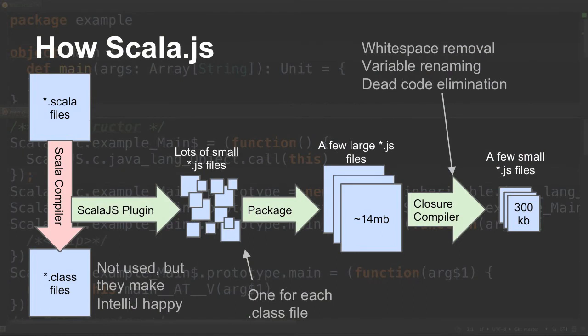So some more details. The class files aren't used. And the Google Closure compiler does a lot of very advanced and very aggressive optimizations, like dead code elimination, what's often called tree shaking, in order to remove all the unnecessary code from the program.